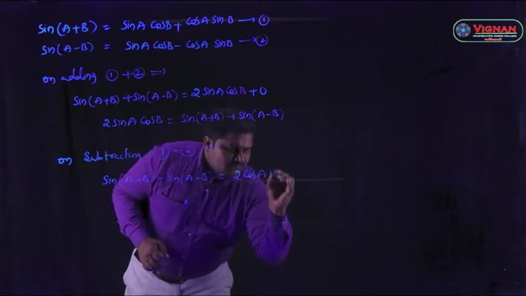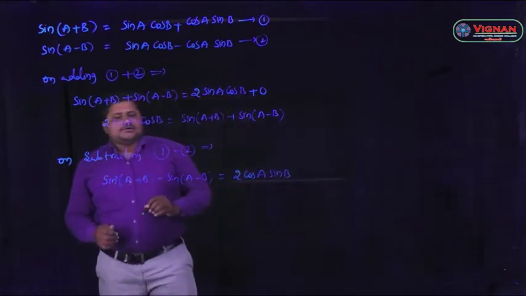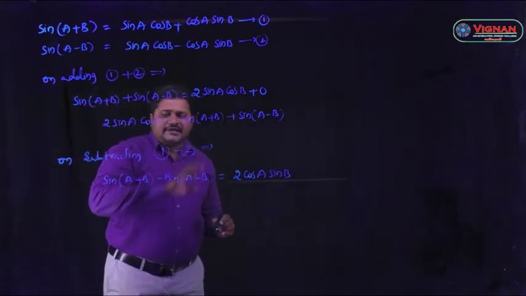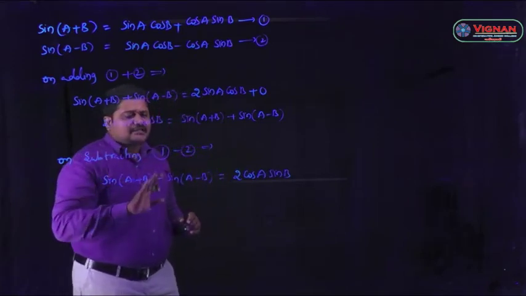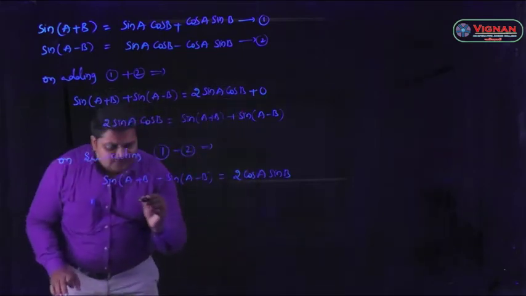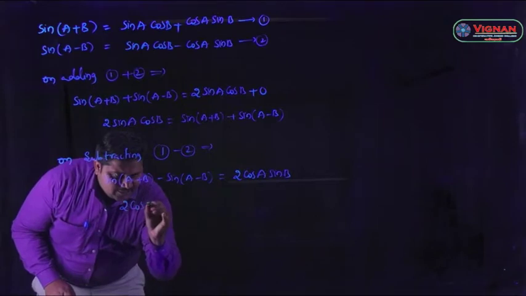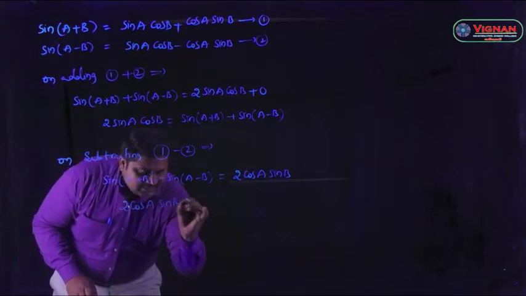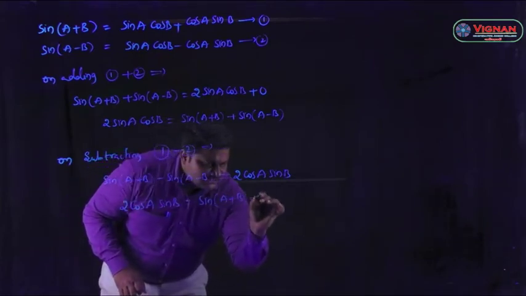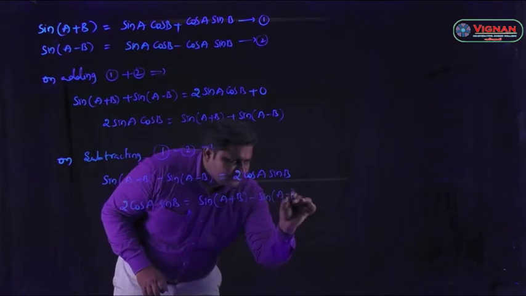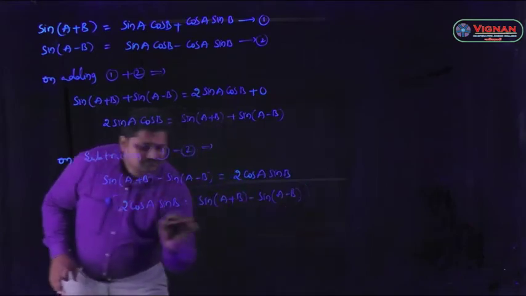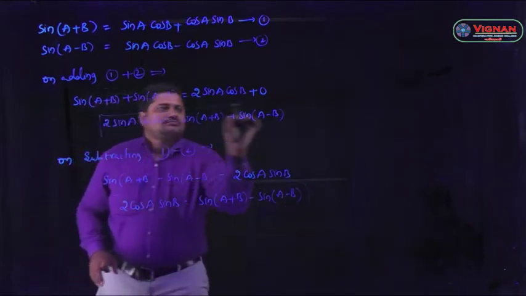Right. On subtracting 2 from 1, that is sin of a plus b minus sin of a minus b, we get 2 cos a sin b. So this formula is 2 cos a sin b is equal to sin of a plus b minus sin of a minus b. This is another formula, and also this is one formula.